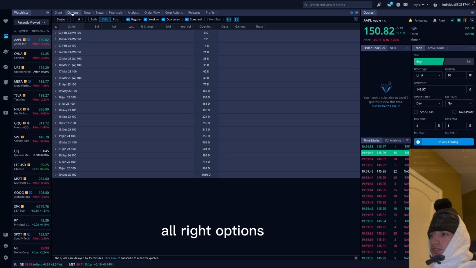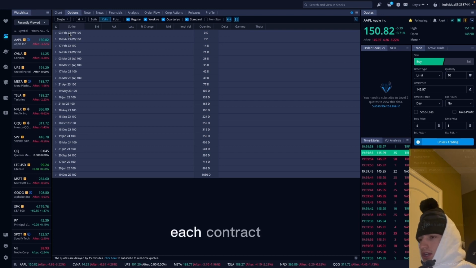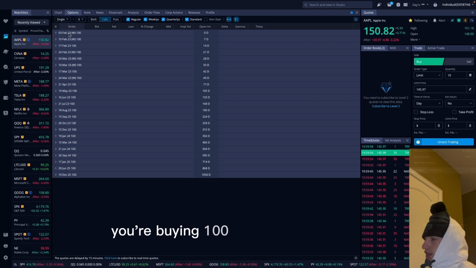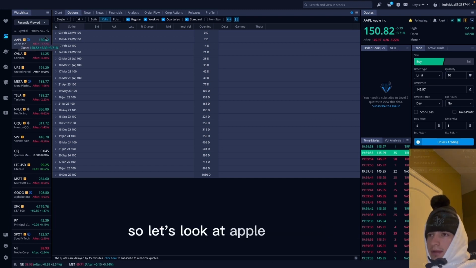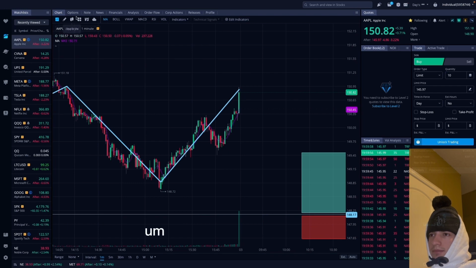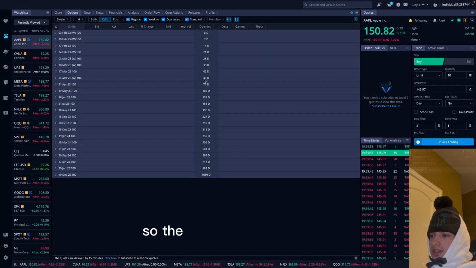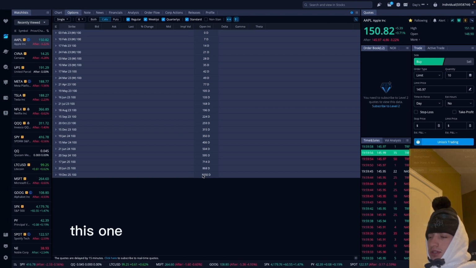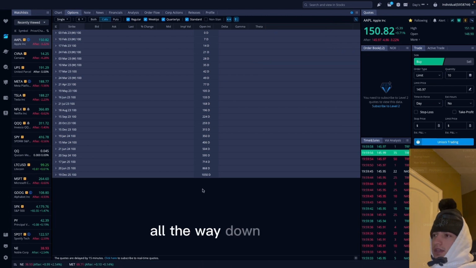All right, options trading. So there's these contracts. The market sells contracts. Each contract is 100. You're buying 100 shares of that stock. So let's look at Apple, for example. This is a 0-day expiration. So the date means expiration, when they expire. This one, as you see here, 1,050. We have 0 all the way down to 0 days.